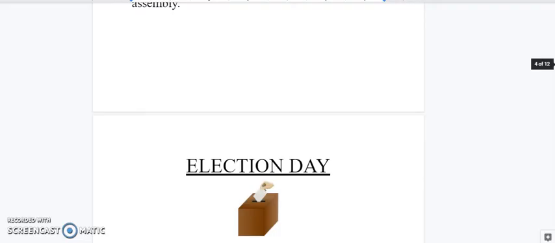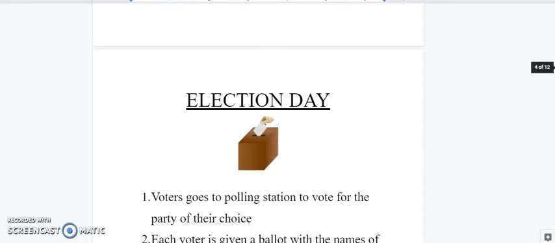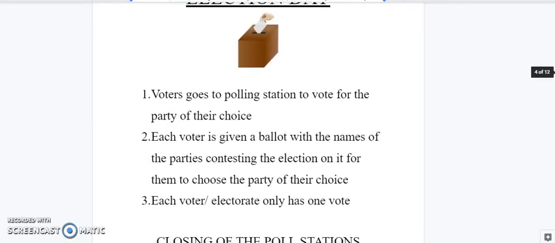Alright, for those of you who are still not getting it, let us be practical now. It's election day, and the voters are out in their numbers going to the polling station to cast a vote for their party of their choice. Each voter is given a ballot with the names of all the parties contesting the election on it for them to choose the party of their choice. Each voter only has one vote.